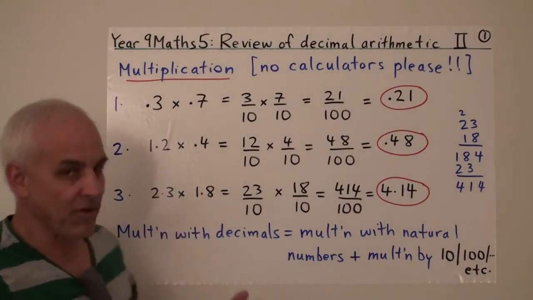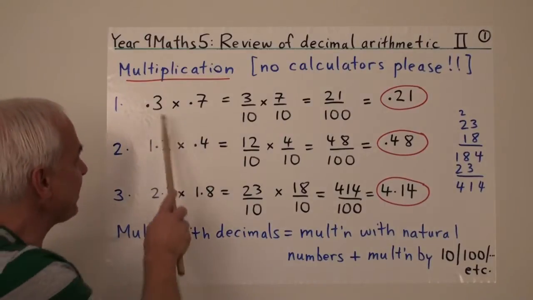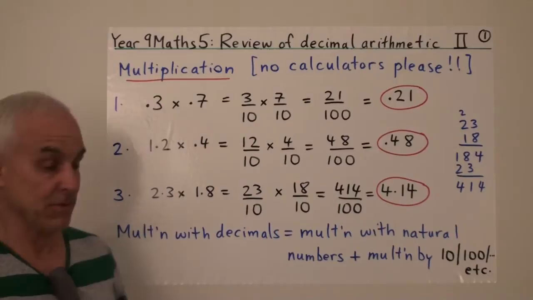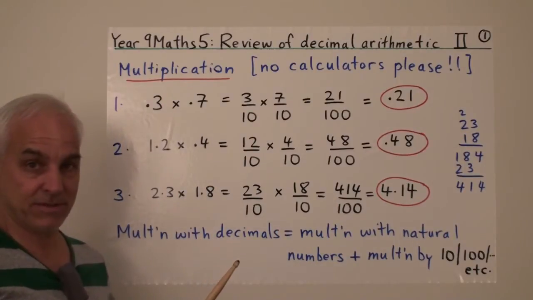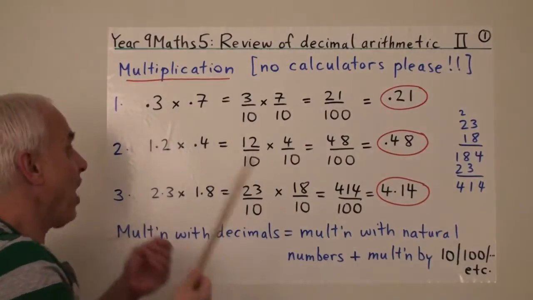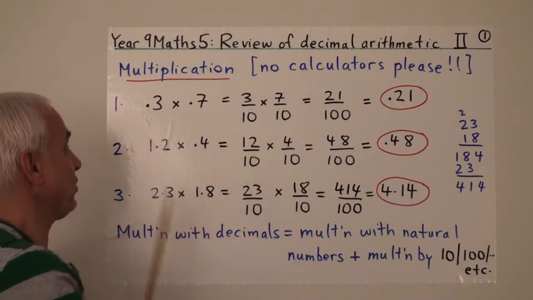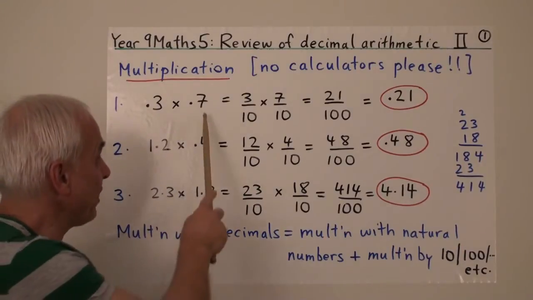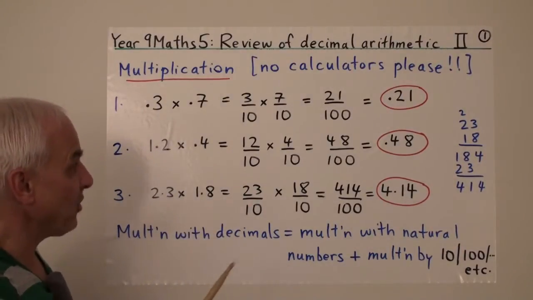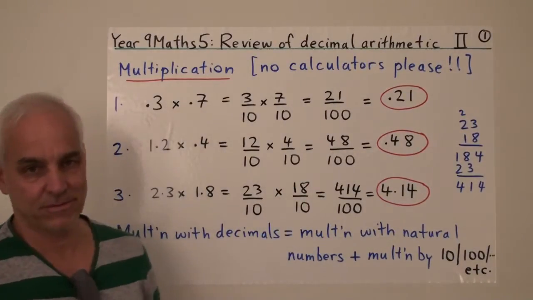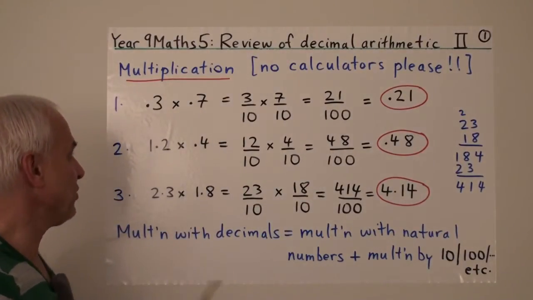One way of thinking about this is that it's really very similar to just multiplying 3 times 7, in other words, not worrying about the decimal points. So you could just get 21. But then you have to compensate for the fact that there are decimal points. 0.3 is actually 1/10 of 3, and 0.7 is 1/10 of 7. So you have to compensate for what you've done by dividing by 100. That's another way of thinking about what you're doing.